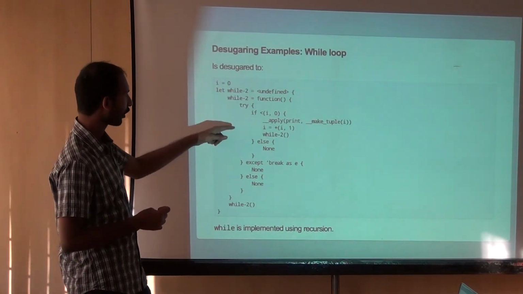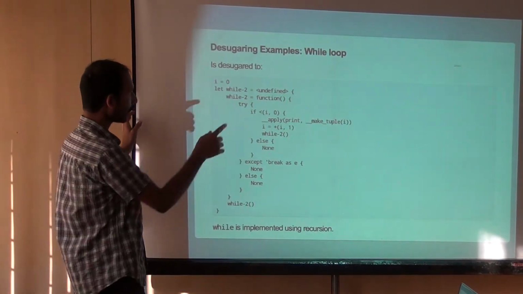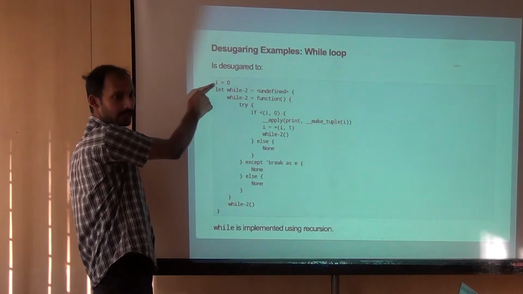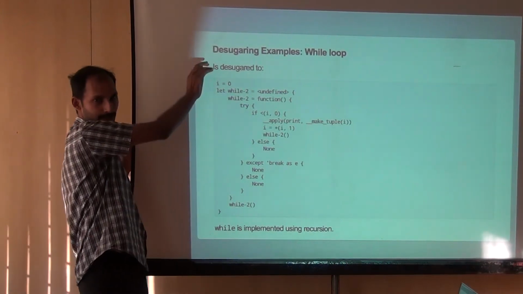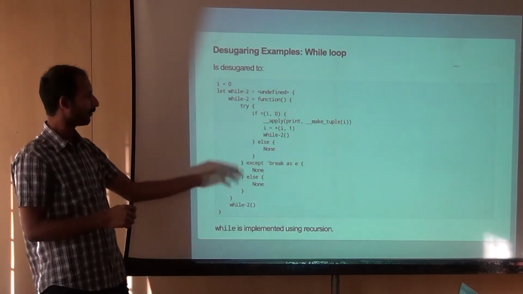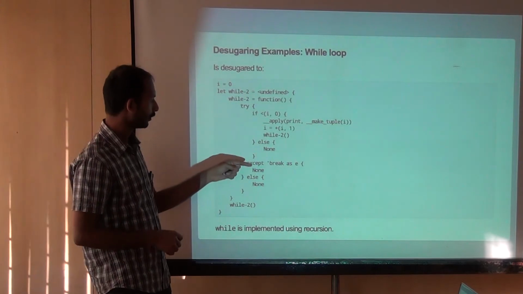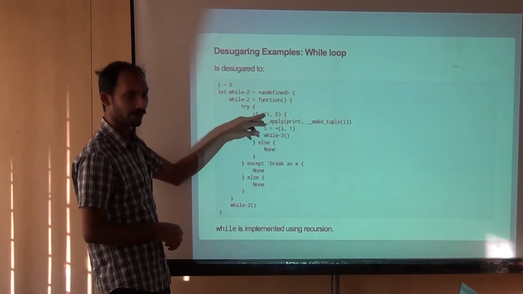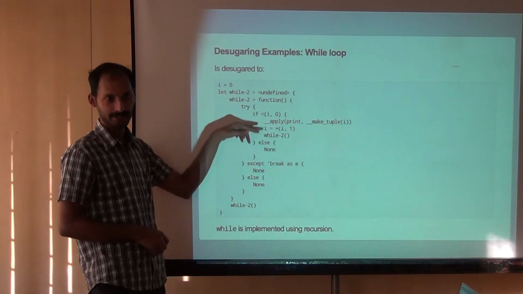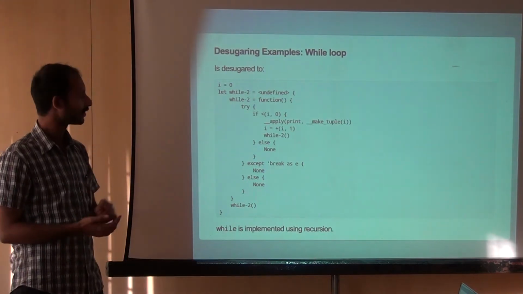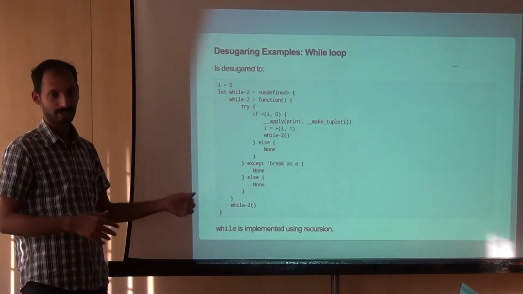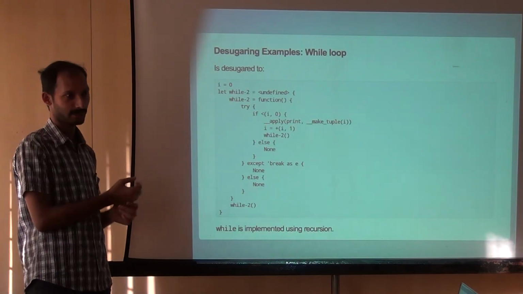When you call y2 again, what happens? When you say i equal to i plus 1, it's actually updating the i in the scope above. So when it tries the same condition, if this is false, then it says none. It won't call it recursively again. So this is how a while loop is implemented in the core language. This is how it's desugared in the core language.